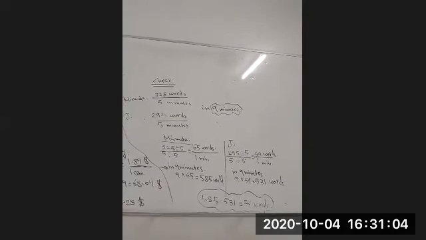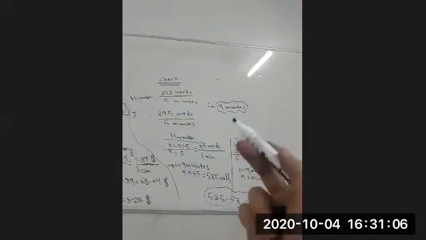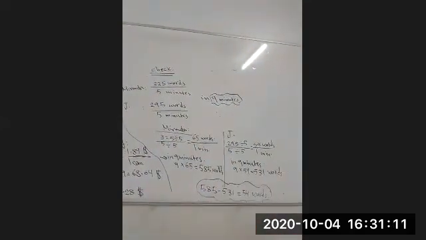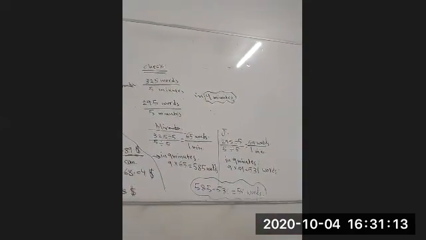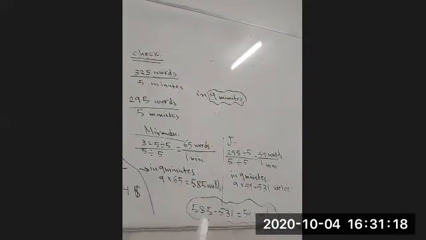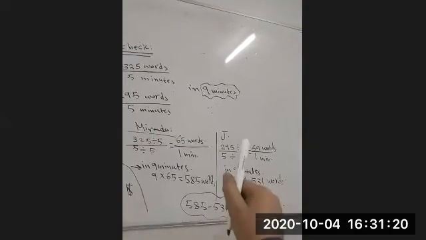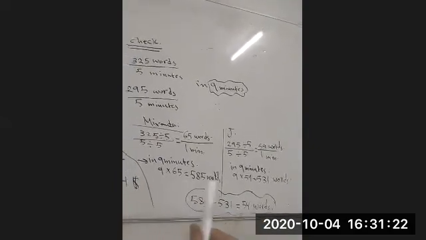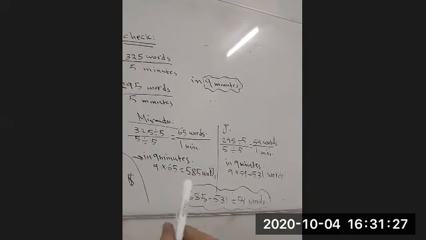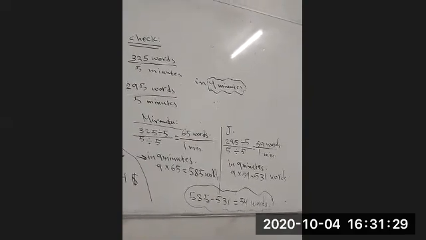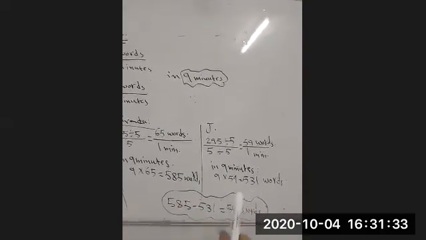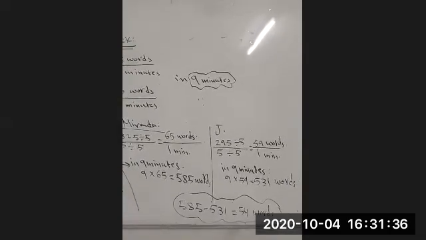But in 9 minutes, I need to know how many Miranda can type and Joseph can type. How? I turn both of them to unit rate. Then I multiply the 9 minutes with the unit rate to get how many words for each one in 9 minutes. Get it? Yes. Now Miranda in 9 minutes can type 585. Right, Omar? Yes. And Joseph in 9 minutes can type 531 words. Right, Omar? Yes.